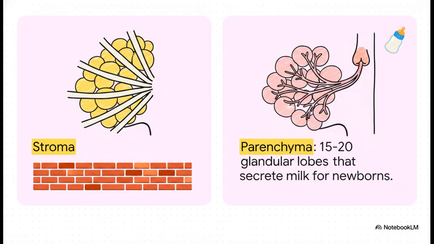These are fibrous septa that connect the overlying skin directly to the deep pectoral fascia. They essentially anchor the breast and maintain its protuberance. If these ligaments atrophy as we age, well, the breast naturally becomes more pendulous. Now, on the flip side, we have the parenchyma. This is the actual functional glandular tissue responsible for secreting milk to feed a newborn.